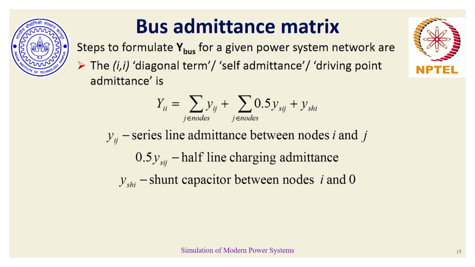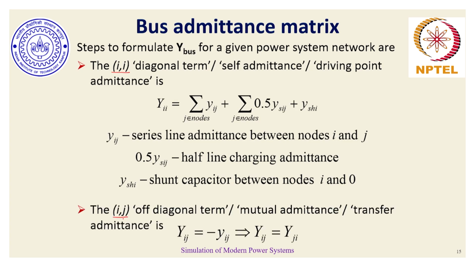So just to summarize, for a given n-bus network, we have two distinct terms in the admittance matrix. One we call the diagonal term, the other the off-diagonal term. The diagonal term has different names: self-admittance, driving point admittance. It is essentially the combination of all admittances which are connected to bus i directly. Whereas the off-diagonal term i comma j pertains only to the series impedance connecting bus i and bus j. This is a very consolidated form of how the bus admittance matrix can be obtained.